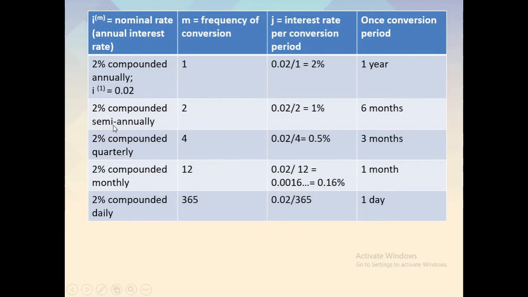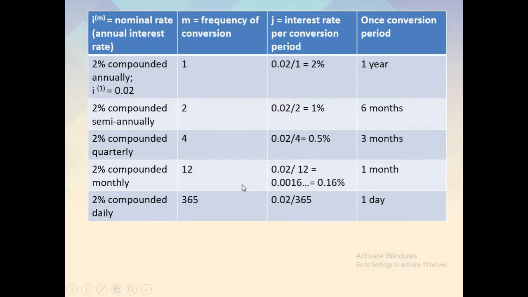2% compounded semi-annually. So the frequency of conversion is 2. That is because it is semi-annually. So 0.02 over 2 is 1%. Then the conversion period is 6 months. Next, on the fourth row, 2% compounded quarterly. The frequency of conversion is 4. So 0.02 over 4, that is 0.5%. The conversion period is 3 months.